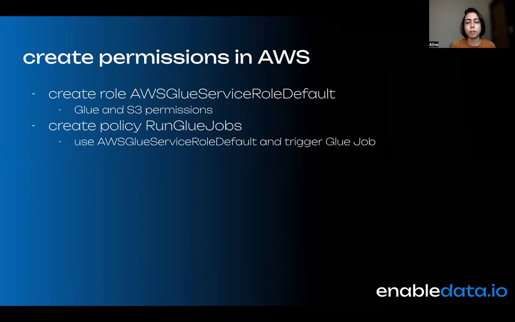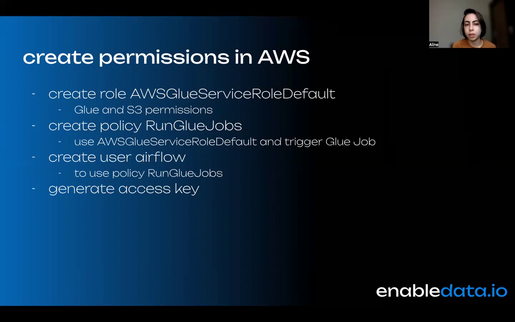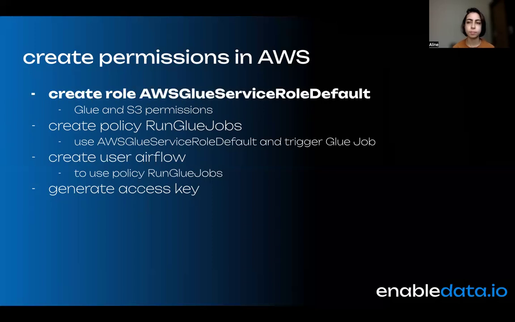Now, in this case, when we are assigning the permissions to Airflow, we need a user, because the user is able to generate access keys. And that's how we are going to add the permissions to Airflow. And to actually go back and use this role, we need to have a policy that is able to use the role. And then the policy can be attached to the user. And then as I said, the user can have the access key.